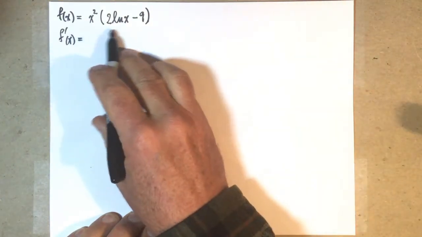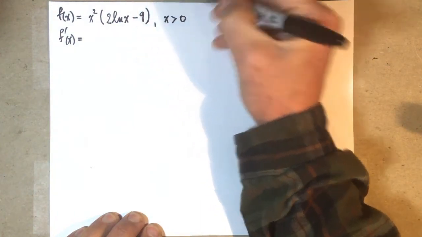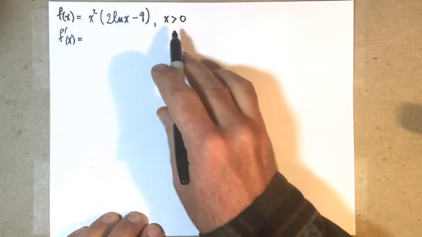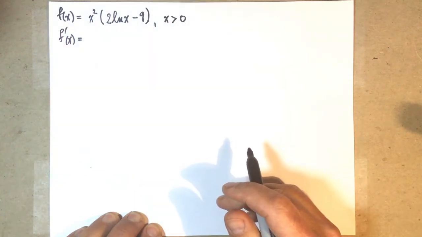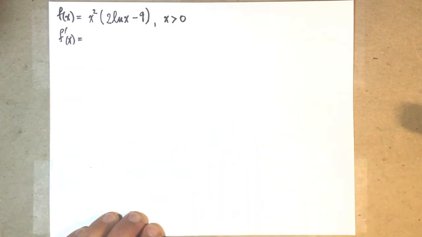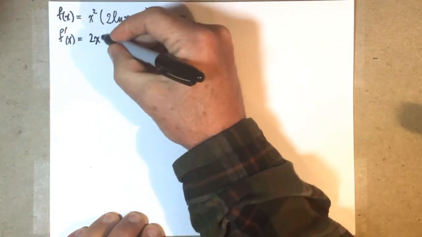The first thing you should notice is the domain. It's for x positive. That's restricted by the natural log term. Right away that means you're not going to have any symmetry. There's no even or odd, at least, and no evident symmetry to the graph. Now I'm going to start working on derivatives. Use the product rule.